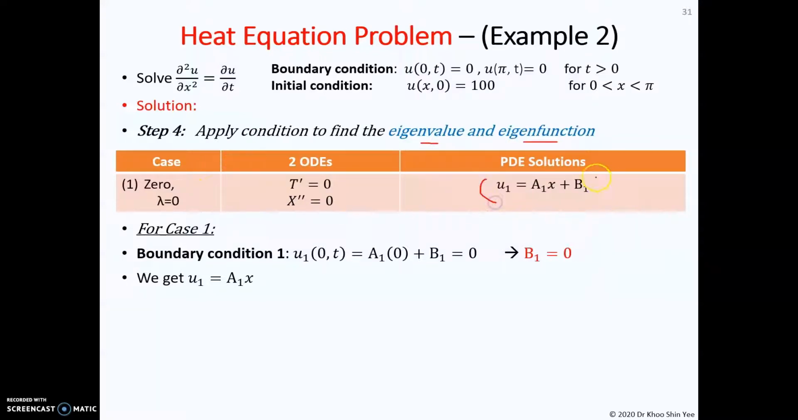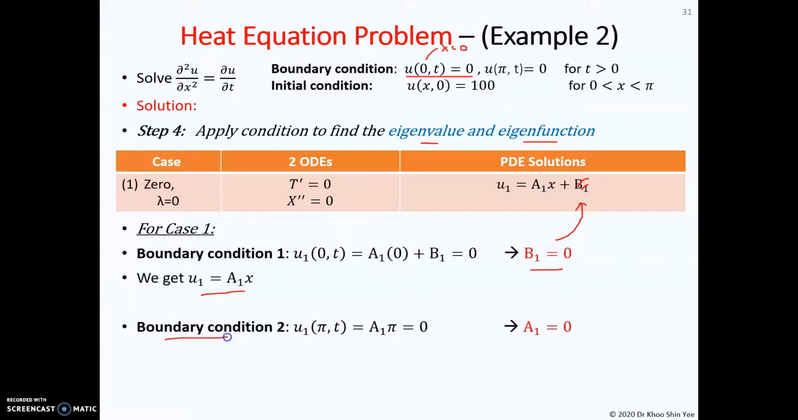So this is your PDE solution for the first case. Let's substitute the boundary condition. For x equal to 0, you obtain u equal to 0. So substitute x equal to 0 here, your u will be equal to 0. Therefore, when you compare, you obtain b1 equal to 0. Therefore, we can substitute b1 inside the original PDE solution here, and you obtain u1 equal to a1 x.